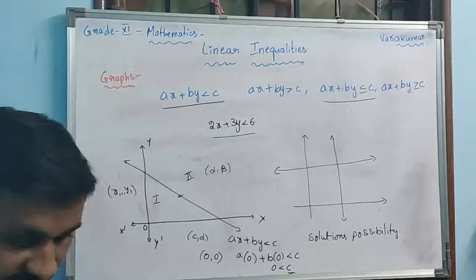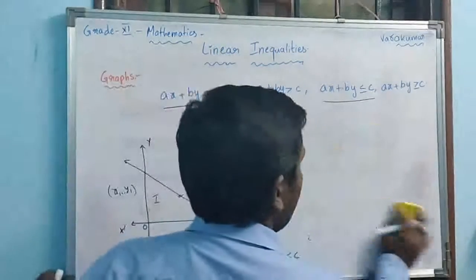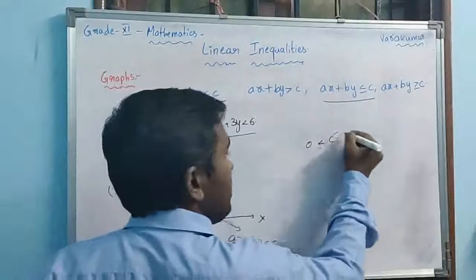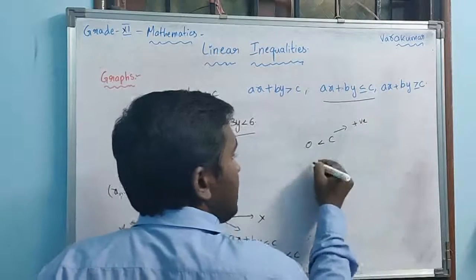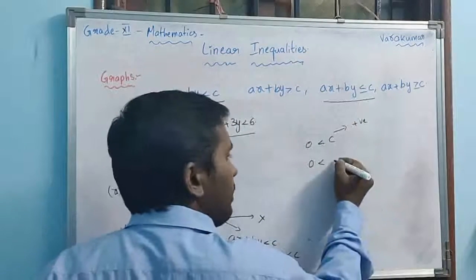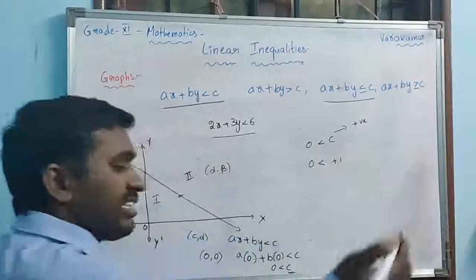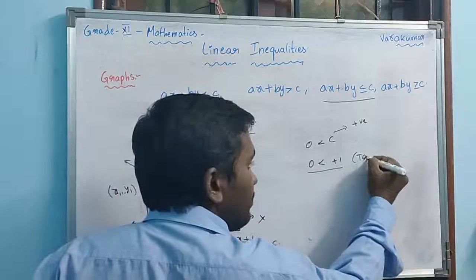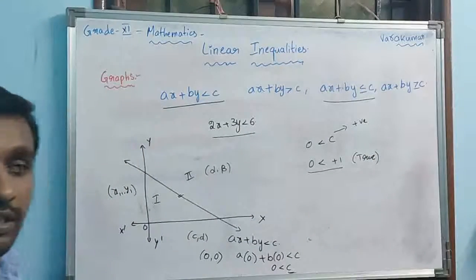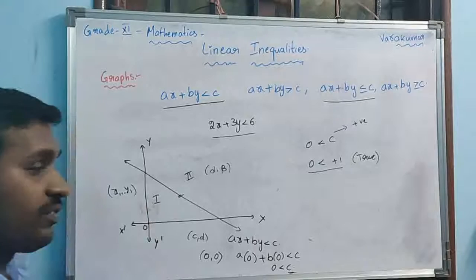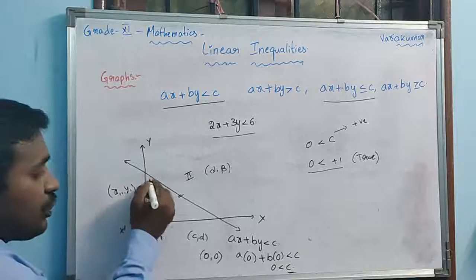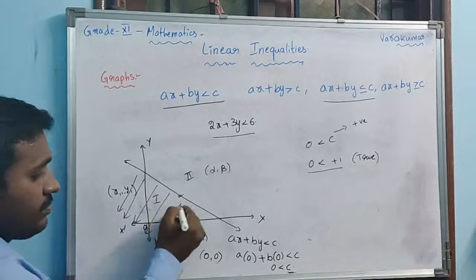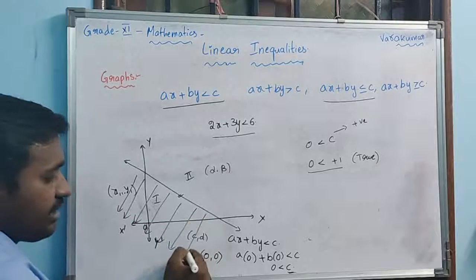Suppose c is positive. 0 less than c. 0 is less than any positive number, suppose plus 1, plus 2, plus 3. So 0 less than plus 1, according to us, this is true. When it is true, what should we do? We have to shade towards the origin.